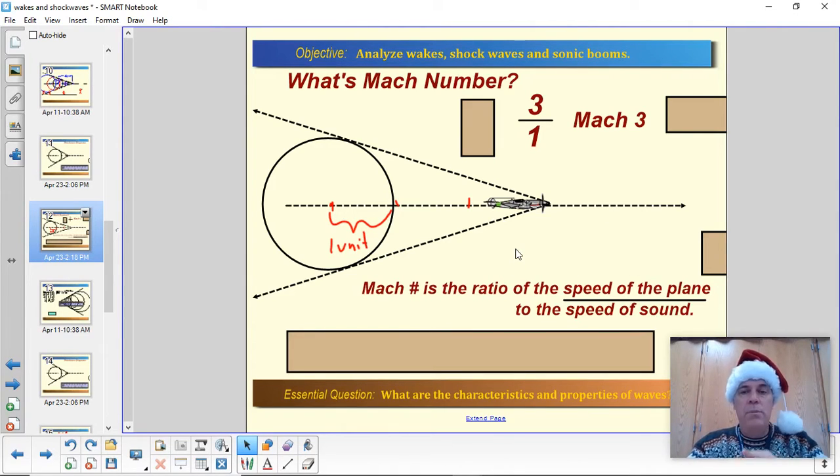You need to be able to create the diagrams. So if I say create a Mach 3 diagram, you have to be able to come up with something that looks like this. And you have to be able to look at a diagram and be able to figure out what the Mach number is. It's actually pretty easy. So I'm going to show that to you right now.